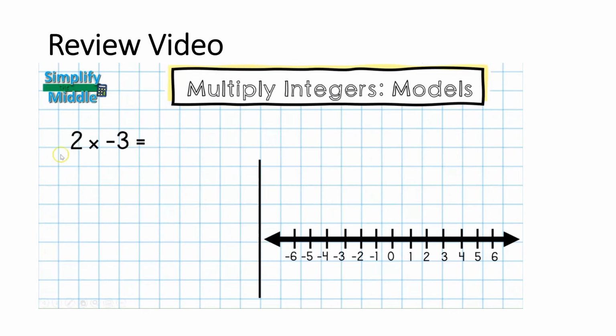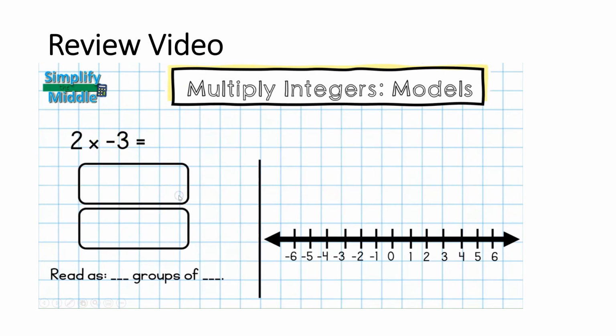On this problem, I have 2 groups of negative 3. So I'm going to create 2 groups, and in each group I'm going to put 3 red tiles. And then I will count up what I have, and that'll be my answer. So I have 6 total counter chips here, and they are all red, so that means I have negative 6.